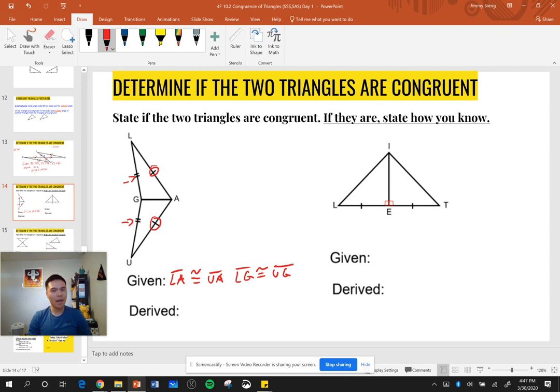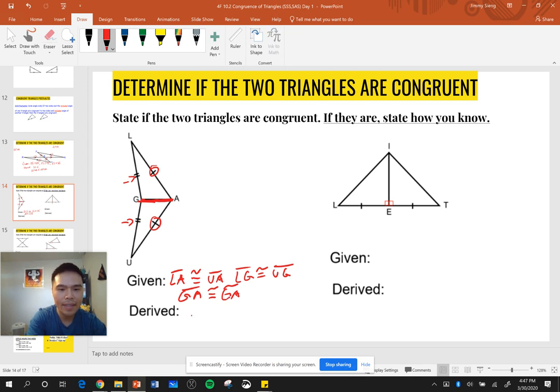But going off of the one we just finished, because these are bisected together and connected together, I can say that GA is congruent to GA as well.